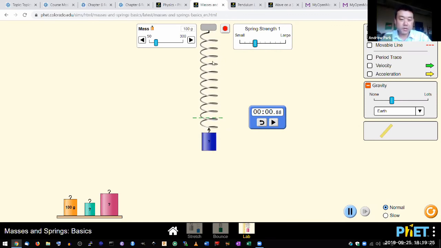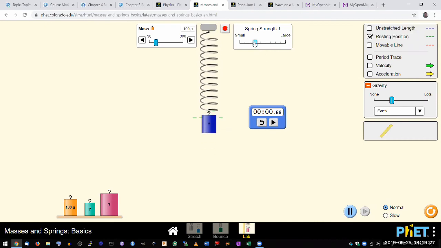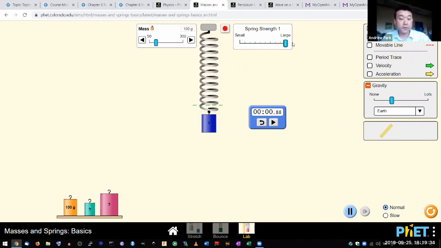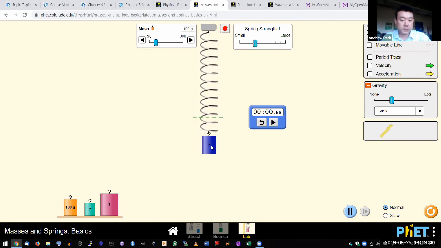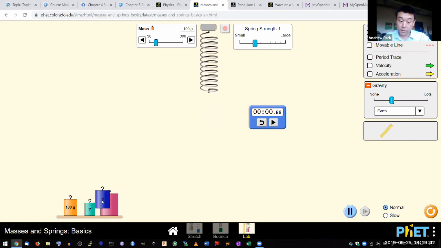One is you can change the spring strength. If you have a stronger, stiffer spring, then it'll oscillate back and forth faster. There's one. And the other way you can change how quickly this oscillates back and forth, as you will read about in the chapter, is by changing the mass. That's why these are mystery masses. You can measure the mass here by looking at this oscillation period.